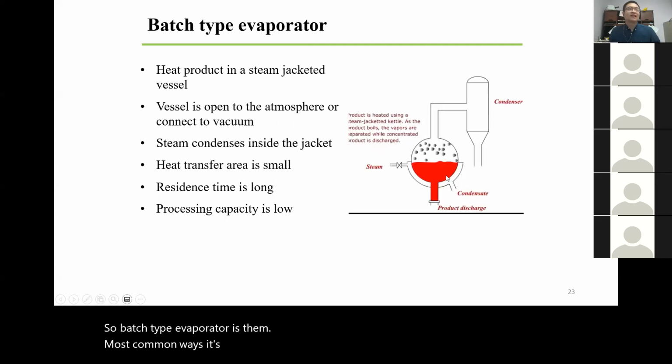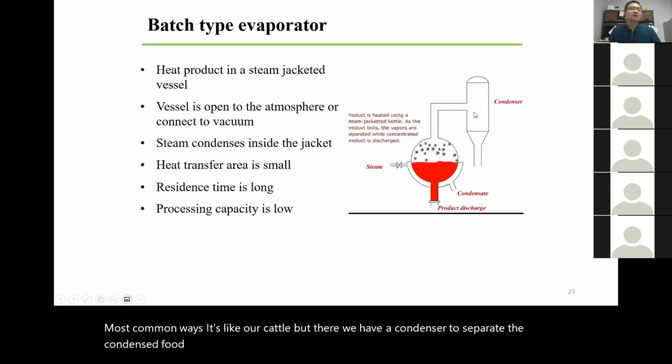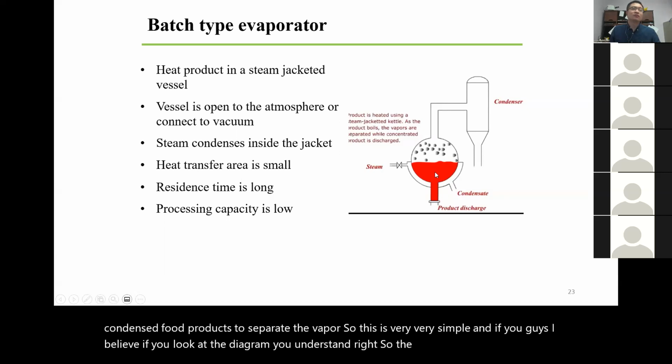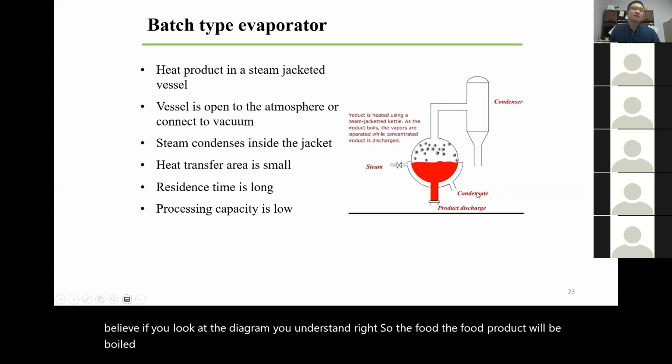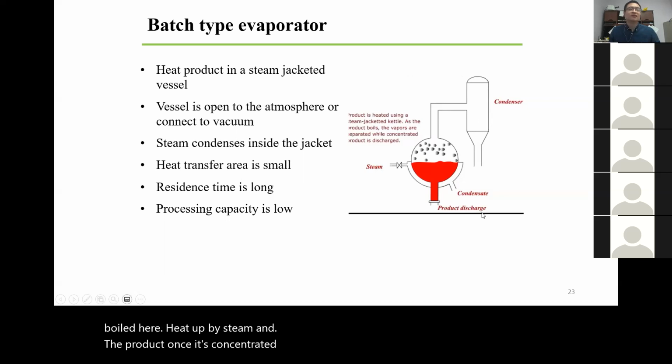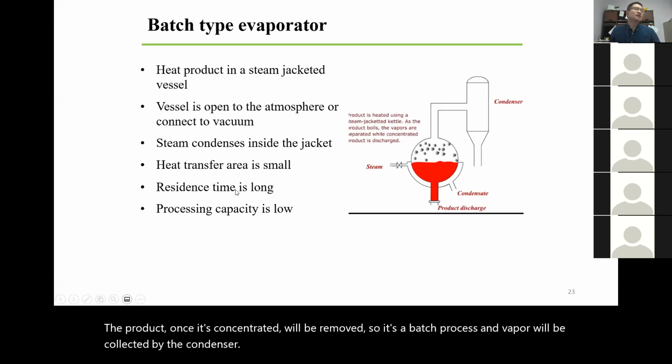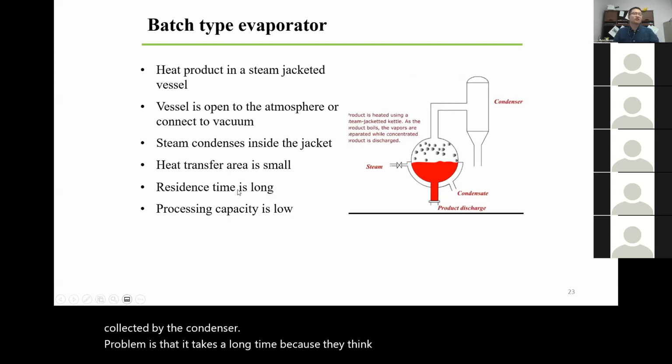It's like our kettle, but there we have a condenser to separate the condensed products and to separate the vapor. So this is a very, very simple one. And if you look at the diagram, I believe you'll understand, right? The food product will be boiled here, heated up by steam, and the product, once it's concentrated, will be removed. So it's a batch process, and the vapor will be collected by the condenser. Problem is that it takes a long time, because think about the boiling of water, right? It's so slow, and the capacity is very low.